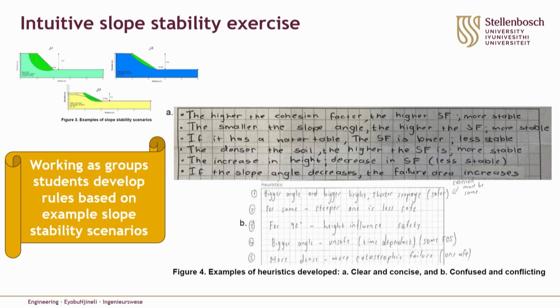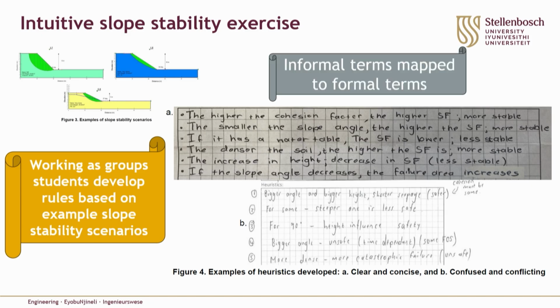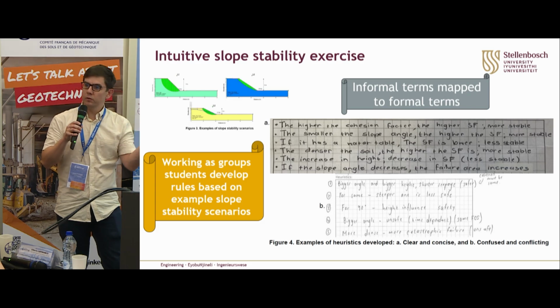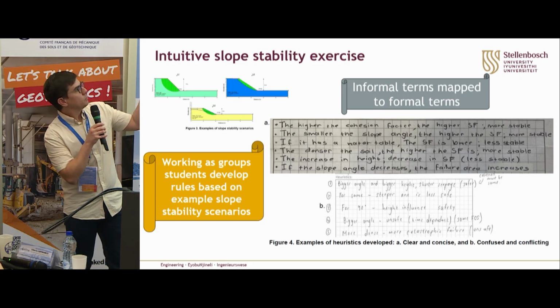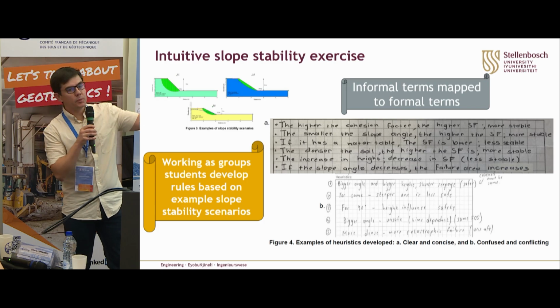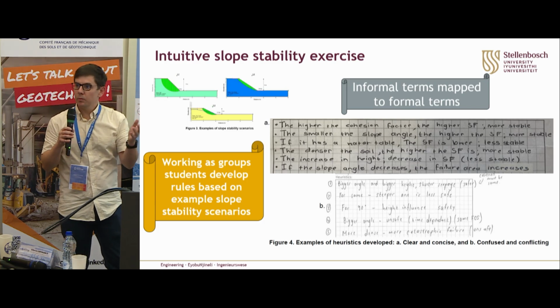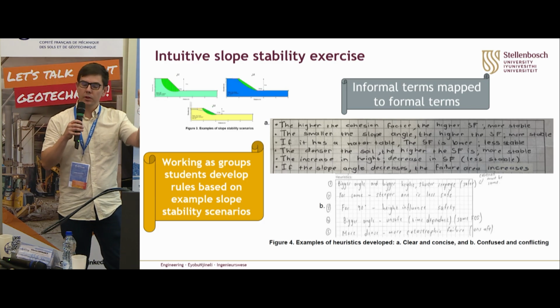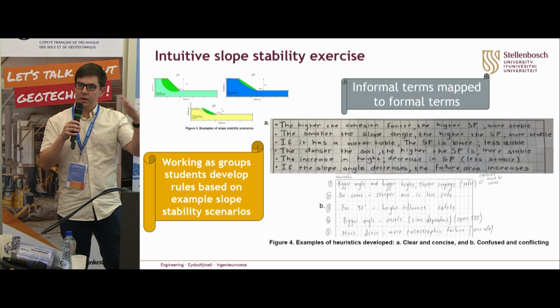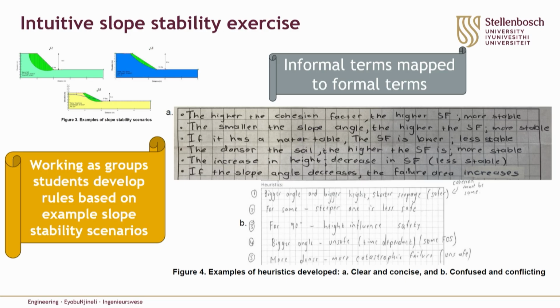The ones at the bottom are very informal language, and we then take those terms and map them in the classroom. We say, okay, you've said shorter seepage. What do you mean by shorter seepage? And they say, okay, when the phreatic surface is lower or when it's higher, it influences slope stability.